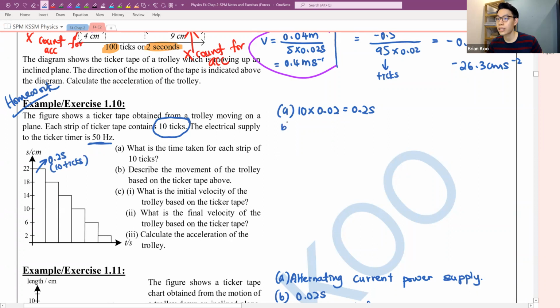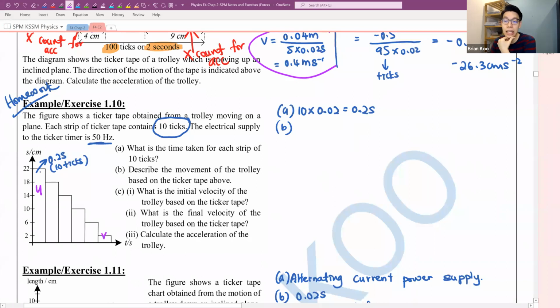Part B, describe the movement of the trolley based on the ticker tape above or beside. Okay, based on the ticker tape here, you see a staircase going down, going down, going down. You can definitely see that. Let's say without calculating, you ask yourself, is it getting faster or slower? And how to tell? You just ask yourself, will the velocity here and here be different or not?